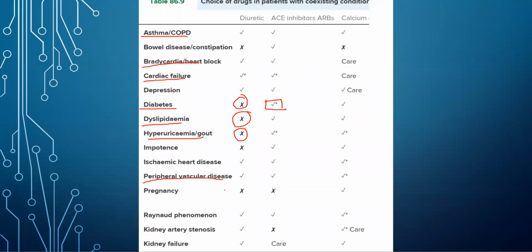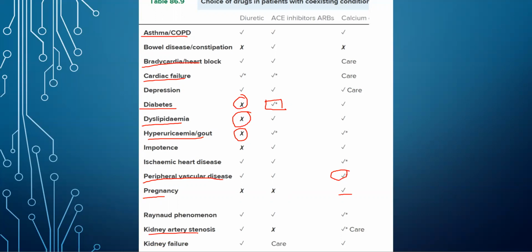For peripheral vascular disease, never use beta blocker because it can cause vasospasm. What is the best one? Calcium channel blocker because it can dilate the arteries. For pregnancy, do not use ACE inhibitor or diuretics. You can use calcium channel blocker. You can use beta blocker. Mainly we use alpha methyl dopa.